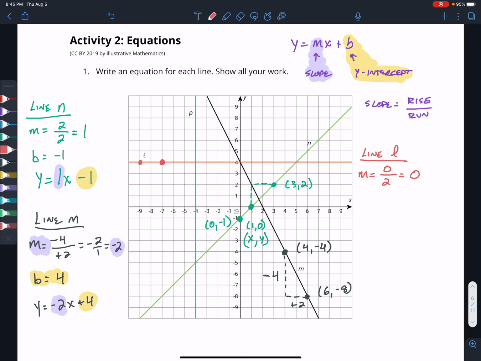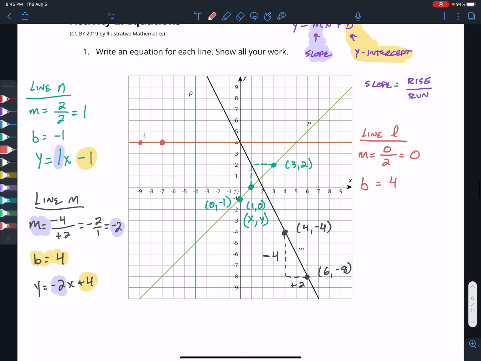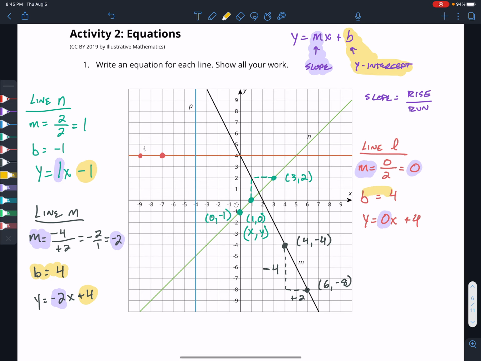And then if we want to look for our y-intercept, our b value, we want to look to see where this crosses the y-axis. This crosses at 4. So our equation is y equals 0x plus 4. Our slope is 0. And our y-intercept is 4. But we don't really write this. When we've got 0x, we just say, well, 0 times anything is 0, so we just write y equals +4. And this is our equation for the red line.